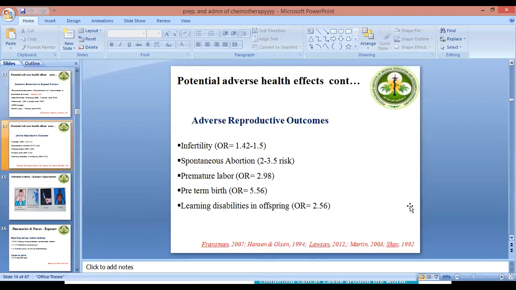In reproductive outcomes, infertility, spontaneous abortion, premature labor, preterm birth, and learning disability in offspring were also found in exposed workers as compared to non-exposed workers. These studies were mostly conducted in developed countries, with data from developed countries, and mostly on pharmacists and nurses.